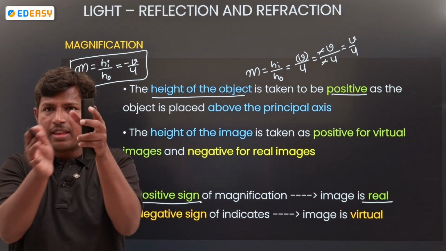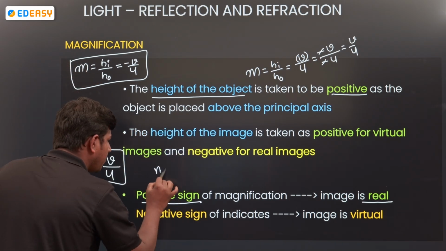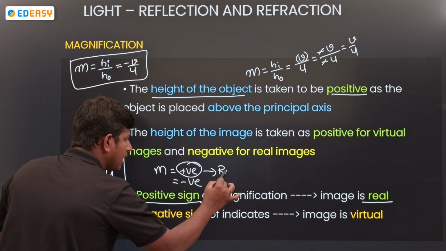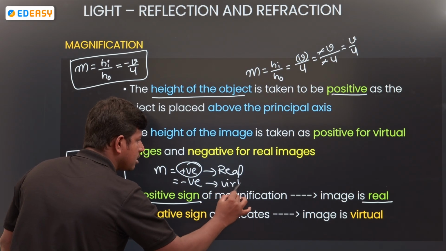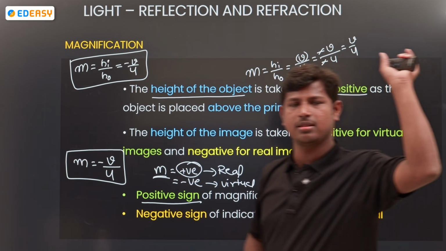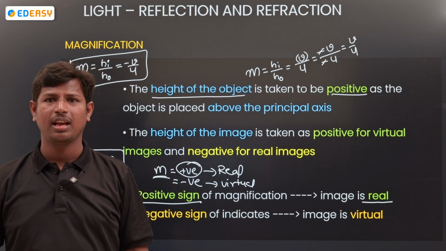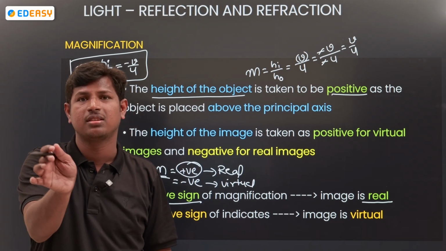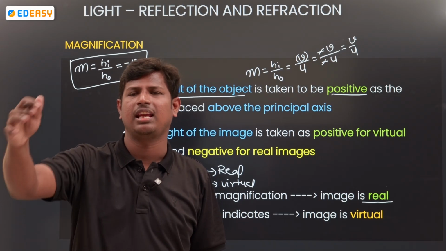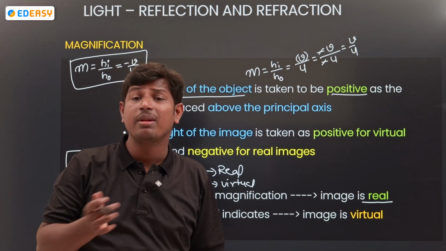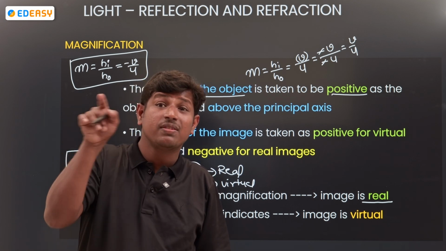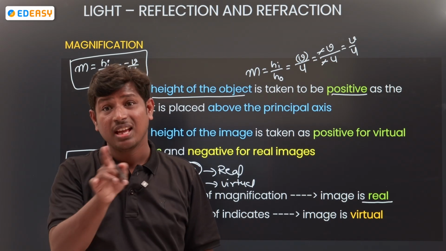So we have to check whether the magnification value is plus or minus. Plus means real image, minus means virtual image. Just remember the signs. Plus is real, because minus by minus cancel. Virtual means the image is towards the direction of the incident ray, so the image distance will be positive and the object distance negative. That's why it is virtual.